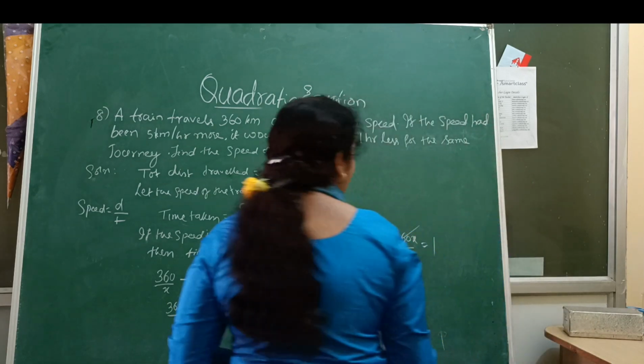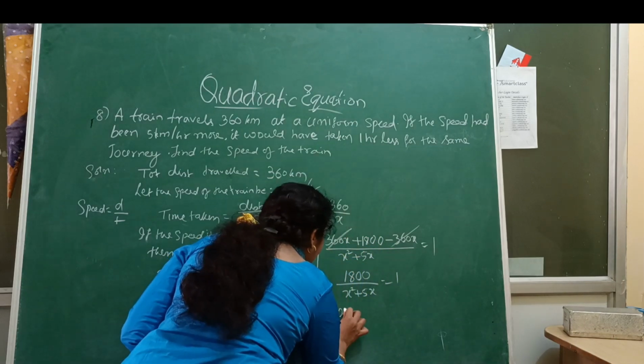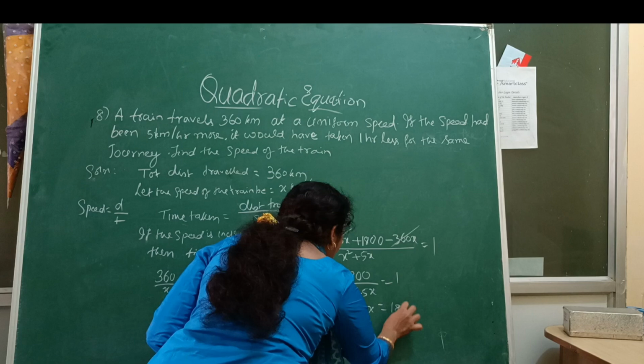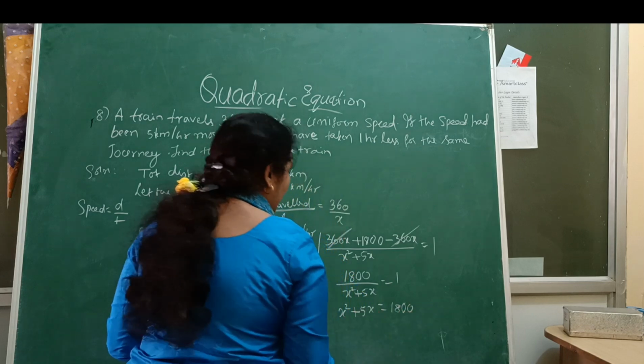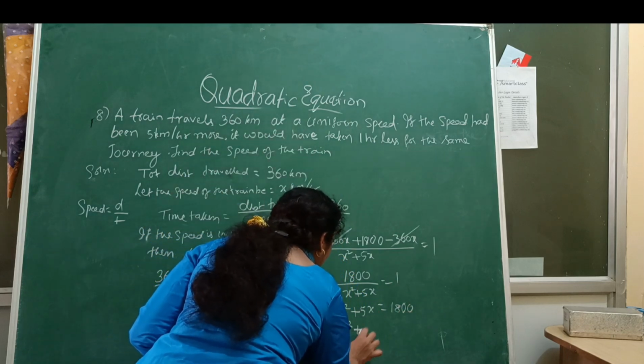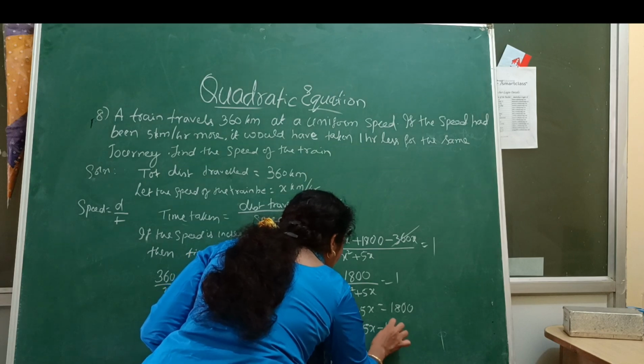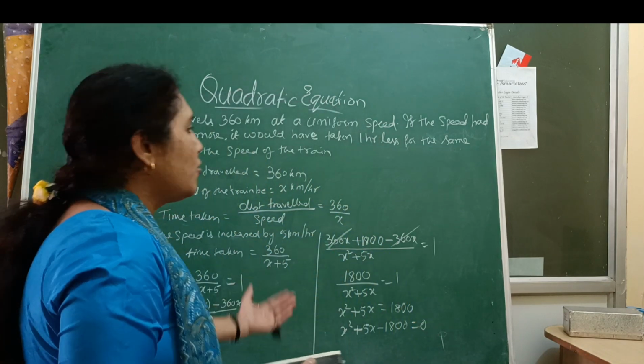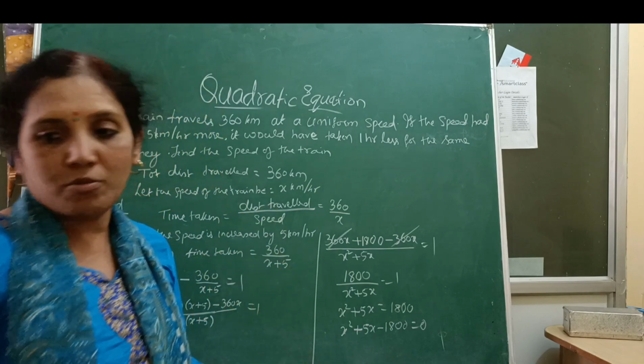Let's do the cross multiplication. When you do the cross multiplication, you will get x square plus 5x is equal to 1800. So, x square plus 5x minus 1800 is equal to 0. After this, you are going to solve it.